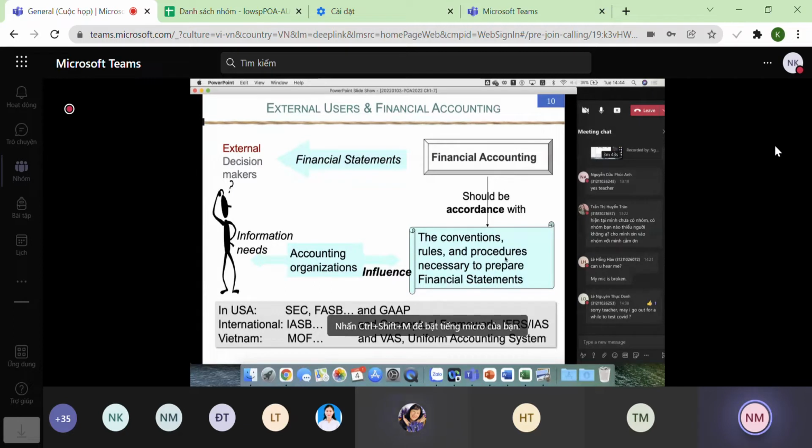Compared with the management accounting system, which is very flexible, the financial accounting system should be in accordance with the conventions, rules, procedures, principles, assumptions, and standards that financial accounting needs to base on to prepare financial statements, báo cáo tài chính, provided to the external user.